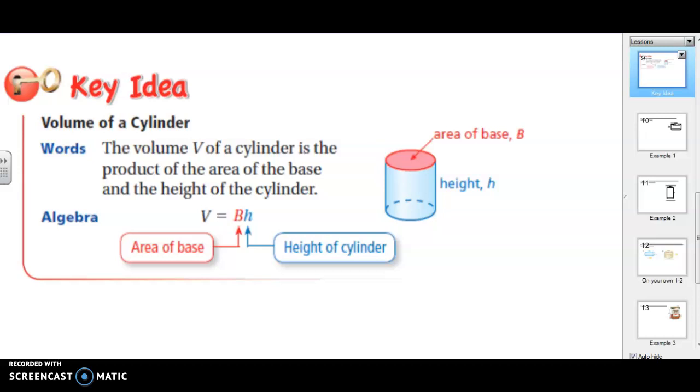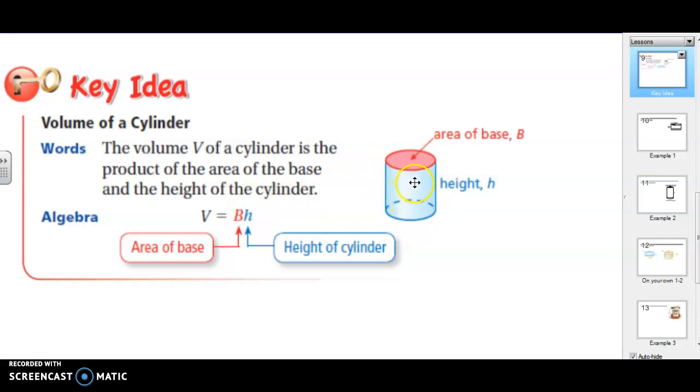But today we are going to work on Chapter 8. It's all about volume, and it starts off with the volume of a cylinder. You'll see here it says the volume V of a cylinder is the product of the area of the base and the height of the cylinder. So product, of course, means multiplication. So you are just multiplying the area of the base by the height.